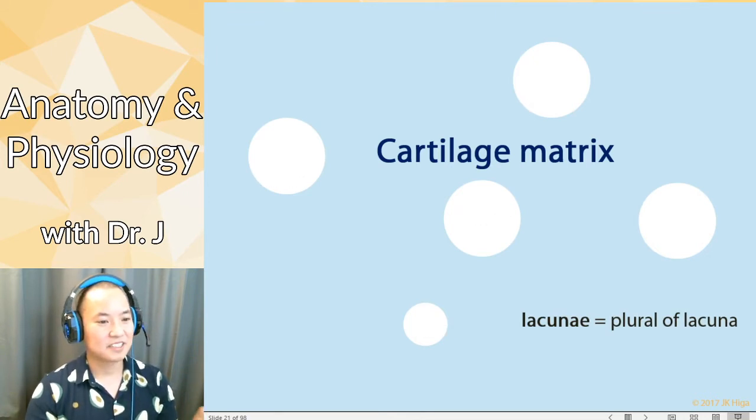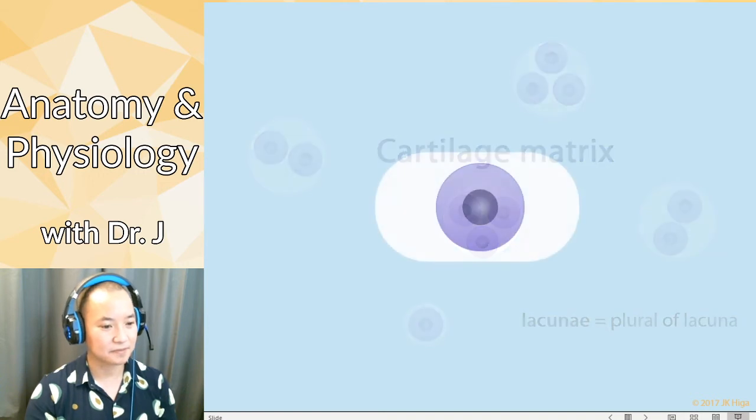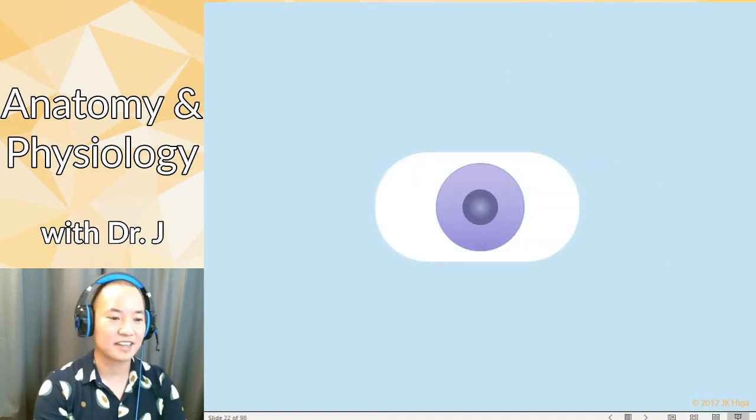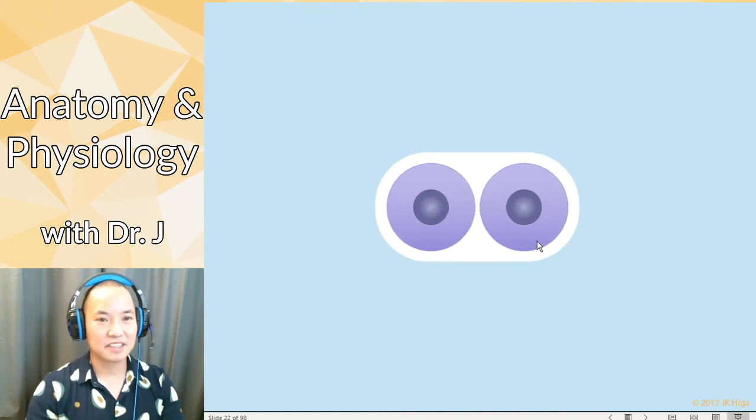Within each of these lacunae, you may have one or two and sometimes three chondrocytes. So these chondrocytes are hanging out within these little pockets in the matrix. They're not just in the matrix without being completely surrounded by the extracellular matrix. The interesting thing is that these chondroblasts and chondrocytes can divide. And when they divide, how do they actually get dispersed among that extracellular matrix and cartilage?